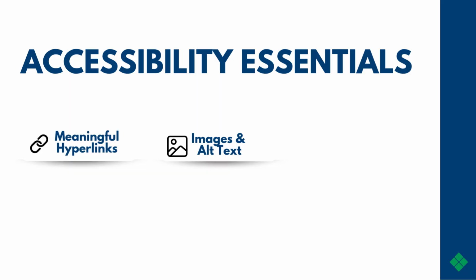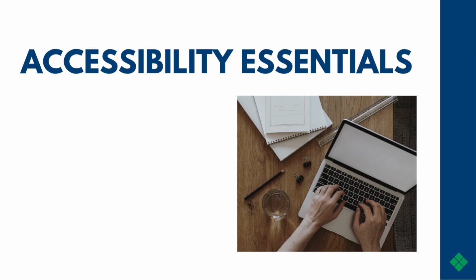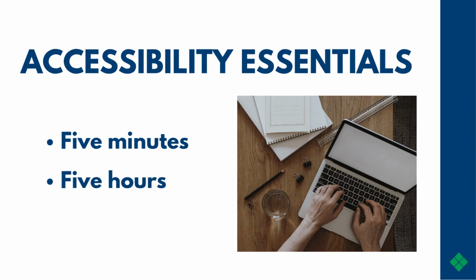It's one thing to say materials should be accessible, and another to know exactly where to start. The accessibility essentials give you 5 concrete areas to focus on: meaningful hyperlinks, images and alt text, documents and pages, videos, and third-party resources. As we go through each one, we will ask 3 questions. What can you do in 5 minutes? What might take 5 hours? And what could you accomplish if you had 5 days?